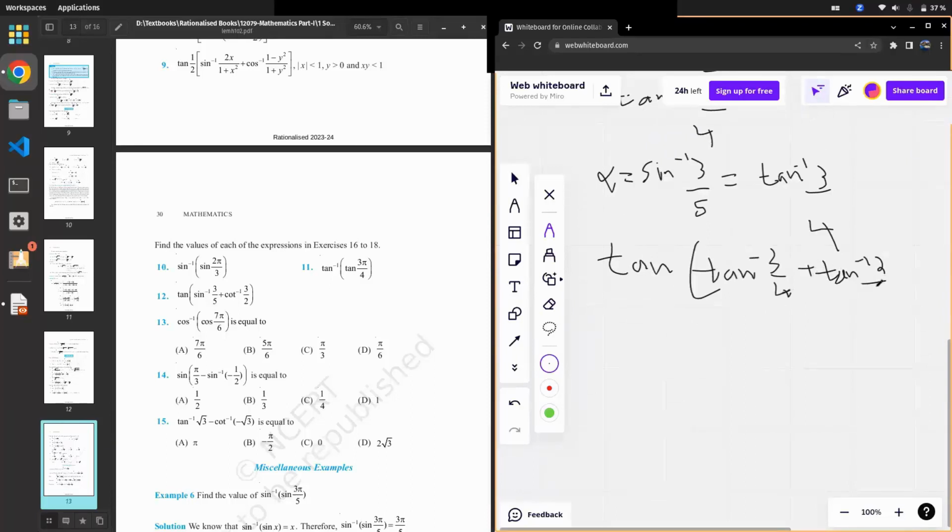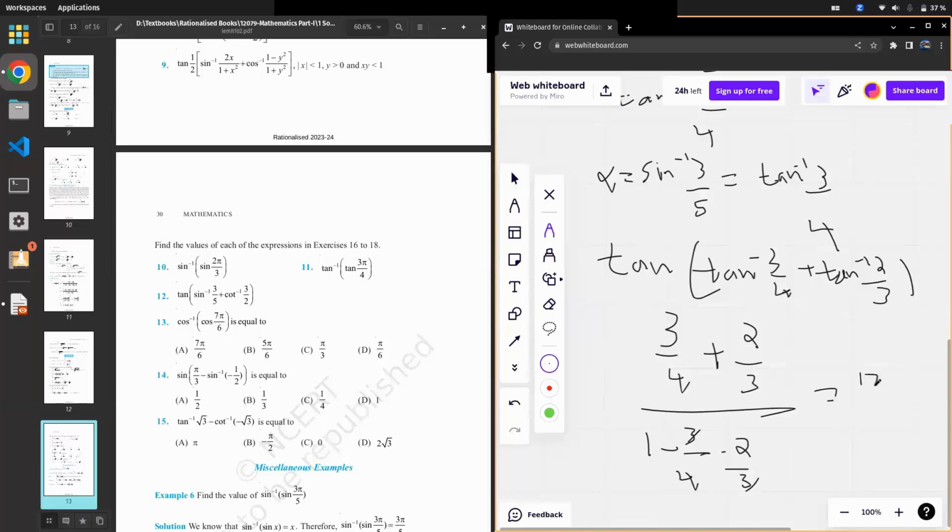By expanding this, as we know the formula, tan of A plus B is equal to tan A plus tan B divided by 1 minus tan A tan B. Tan A will be tan of tan inverse of 3 by 4, which will be 3 by 4, plus tan B is equal to tan of tan inverse of 2 by 3, which is 2 by 3, divided by 1 minus 3 by 4 into 2 by 3. So this will be cancelled. It will be 2 into 9 plus 8, 17, 17 by 6. So we'll get this as equal to 17 by 6.